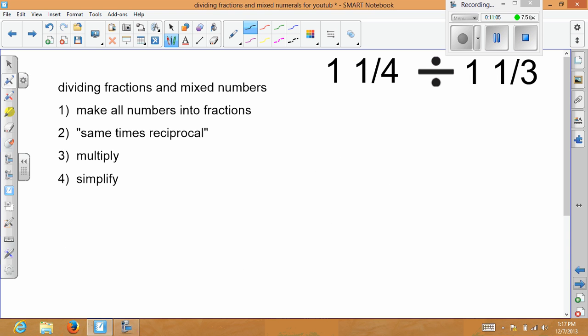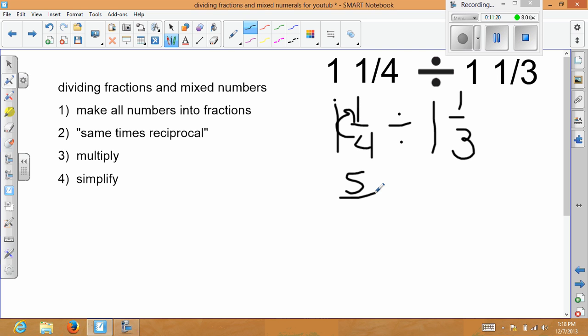Okay, and the last one. Please pause. And I'm going to divide 1 1/4 by 1 1/3. So change it to an improper fraction. 4 times 1 is 4, plus 1 more is 5 over 4. 3 times 1 is 3, plus 1 is 4 over 3. And I'm going to divide that.